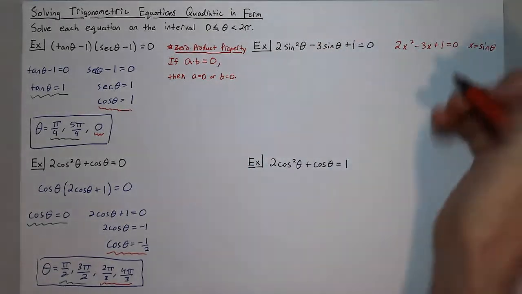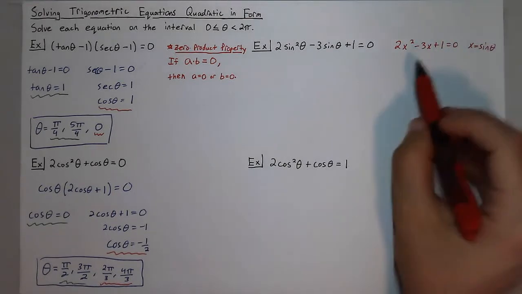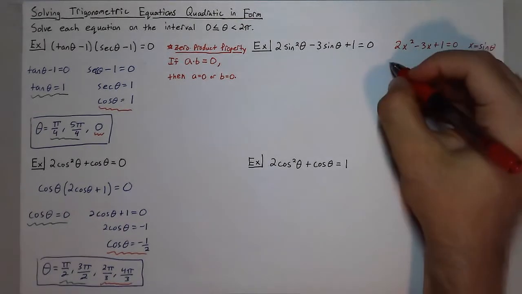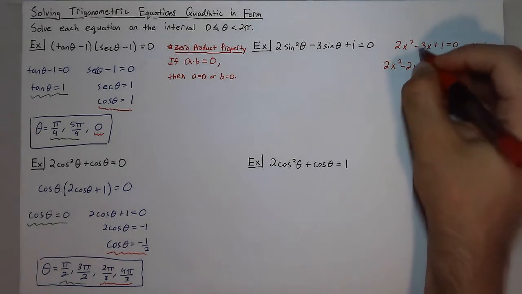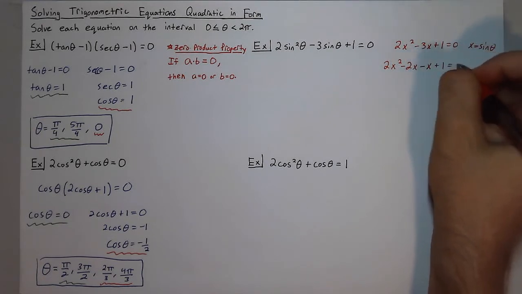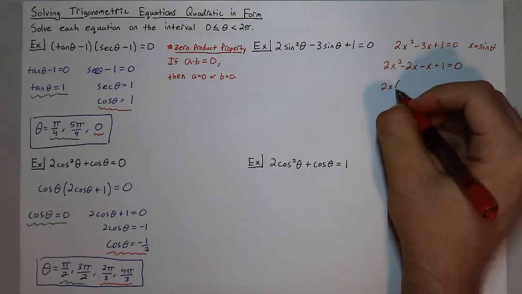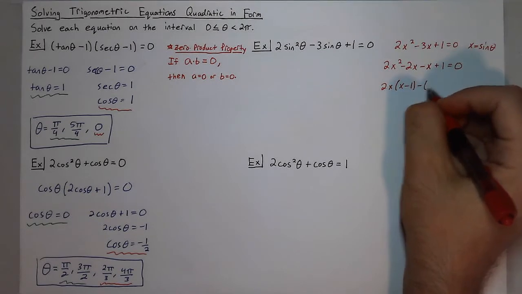And just to show this, factoring this equation here, we have to find two numbers that would multiply to a positive 2 but add to a negative 3x, which would be negative 2x minus x. That's how we split the middle term. And then using grouping, I can get 2x times x minus 1. I can factor out a negative 1 there and get x minus 1.